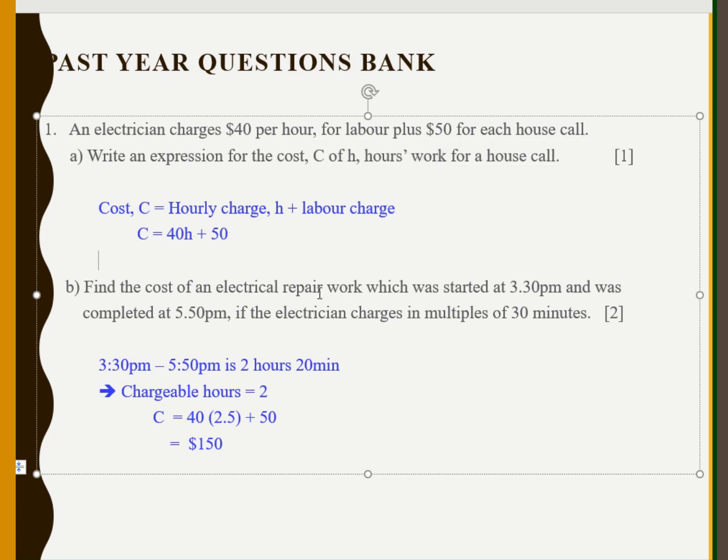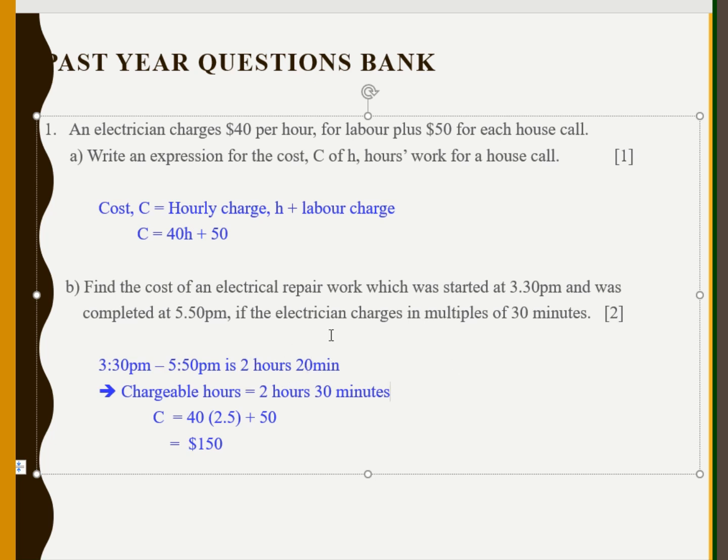Find the cost of an electrical repair which has started at 3:30 and was completed at 5:50 p.m. If the electrician charges in multiples of 30 minutes. What is multiples of 30 minutes? Every 30 minutes. Okay? All right, so now you find first how many minutes. So 3:30 minus 5:50 p.m. you will get 2 hours and 20 minutes.